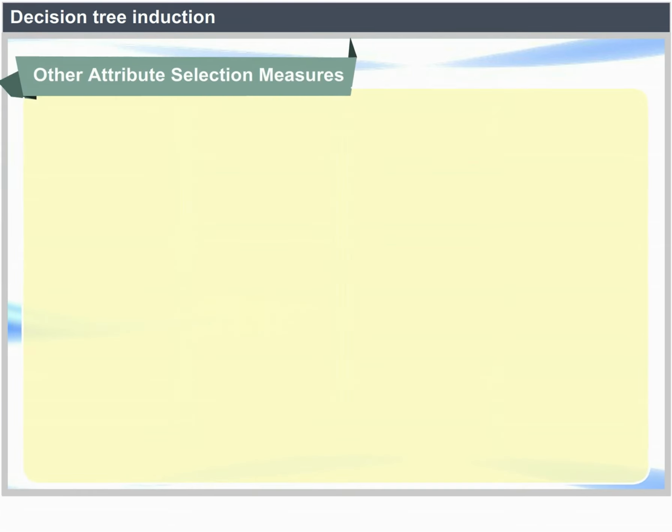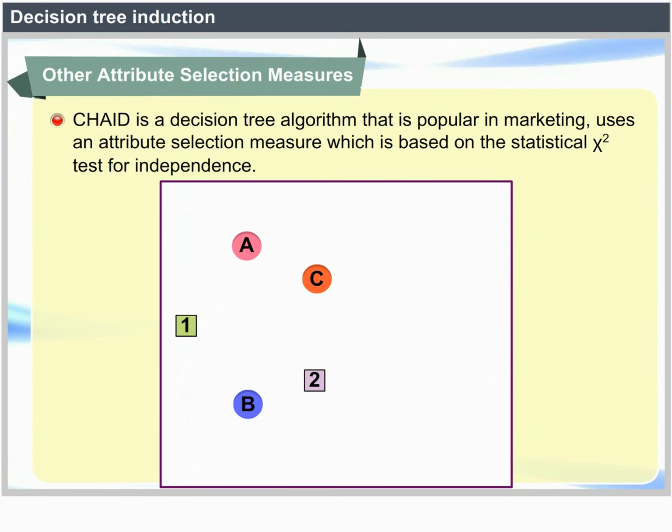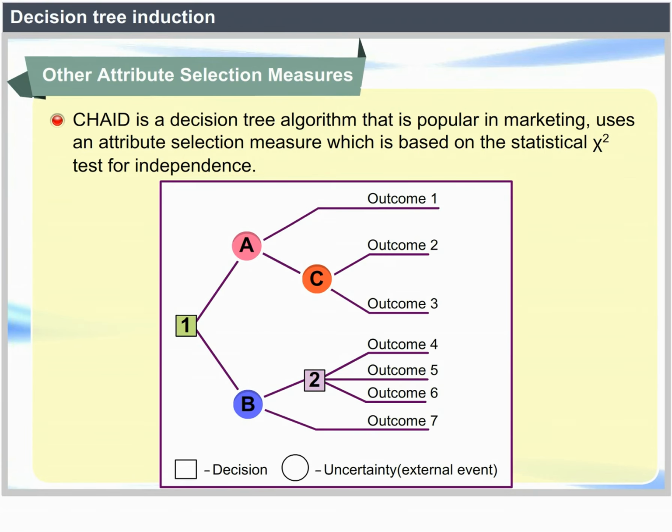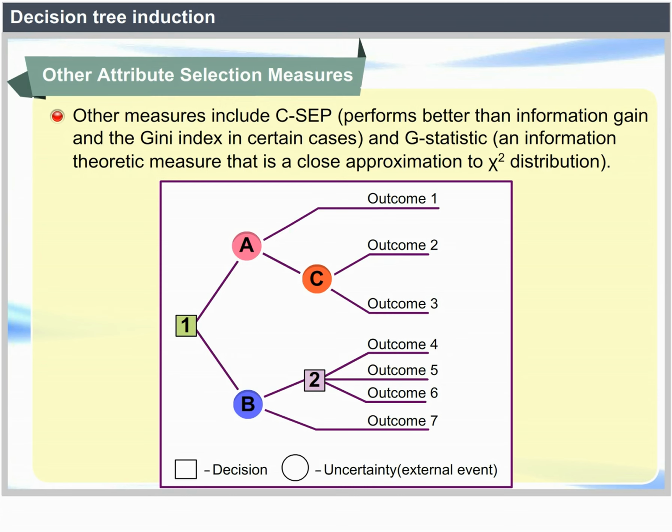Other attribute selection measures. CHAID, a decision tree algorithm that is popular in marketing, uses an attribute selection measure that is based on the statistical chi-square test for independence. Other measures include C-SEP, which performs better than information gain and the Gini index in certain cases, and G-statistic, an information theoretic measure that is a close approximation to the chi-square distribution. Attribute selection measures based on the minimum description length (MDL) principle have the least bias towards multi-valued attributes.